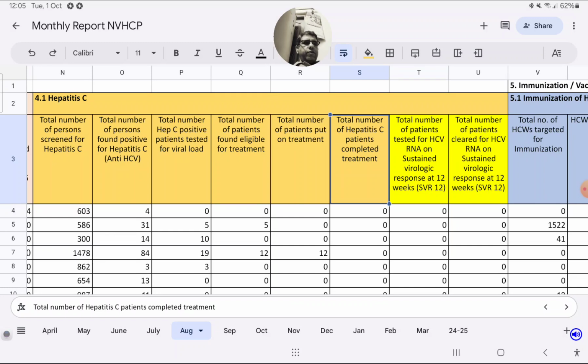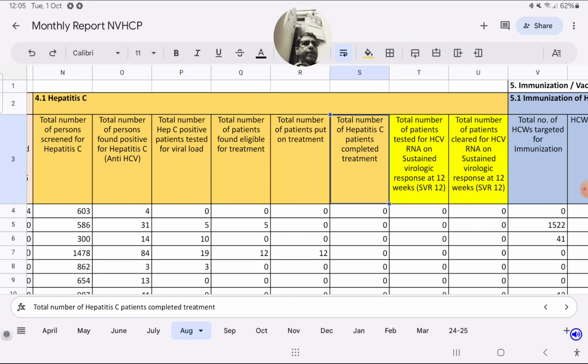If it is not there after 3 months of treatment, then we can tell that the person has completed his treatment. Here we have to mention that number. Suppose 3 months back, 3 people were put on treatment for hepatitis C in your district. Now this month, after 3 months of treatment, you have done the viral load and found that no RNA has been detected. So you can call that all 3 of them have completed treatment. So you have to mention 3 over here.